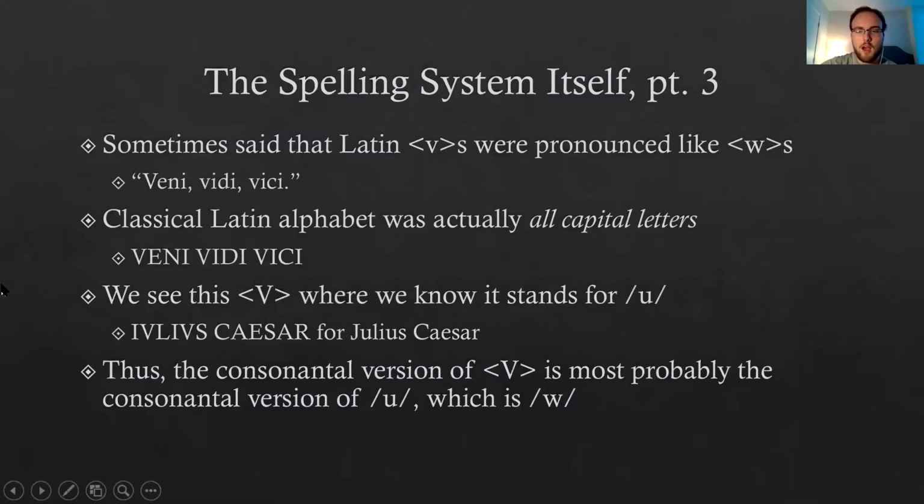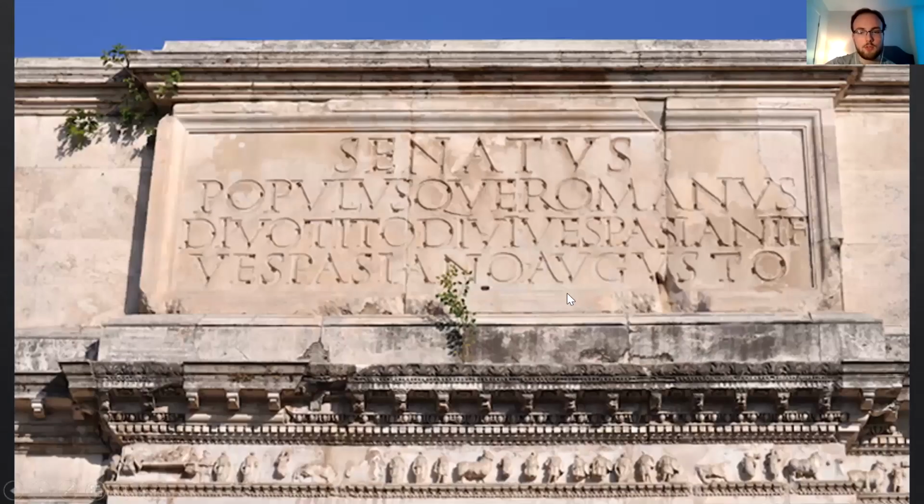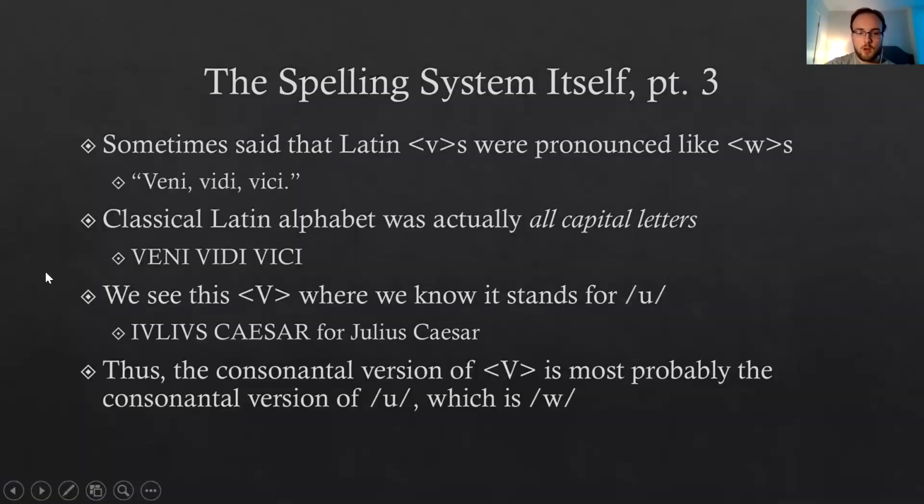Thus, when we find a consonantal version of the character V in classical Latin, it's probably just denoting the consonantal version of U, because we know it denotes U as a basic vocalic value. And the consonantal version of U is W. So, in diphthongs, it's not Augustus, it's Augustus. That's just sort of an intuition that we can make. And based on other evidence that we won't really get into right now, we can tell that it's true. So again, in a lot of cases, the spelling system itself can give us some really useful information about how a language was spoken.